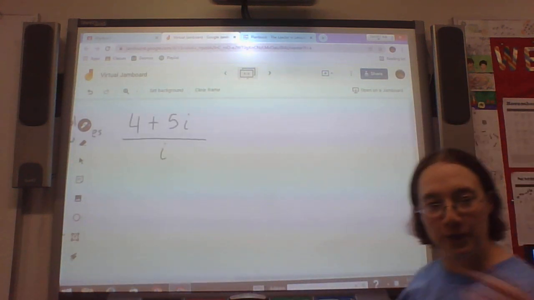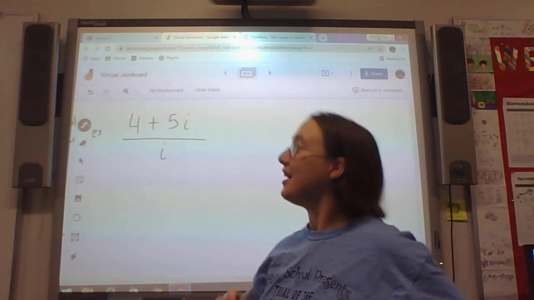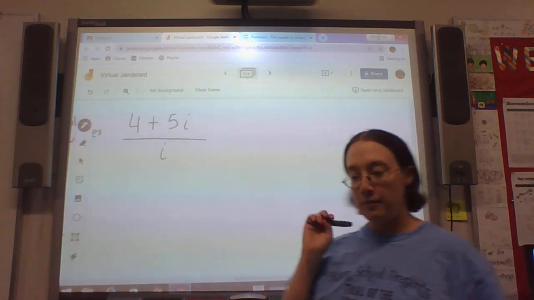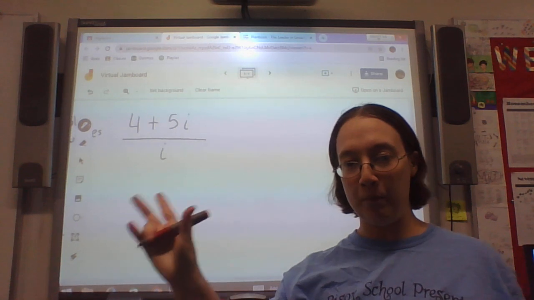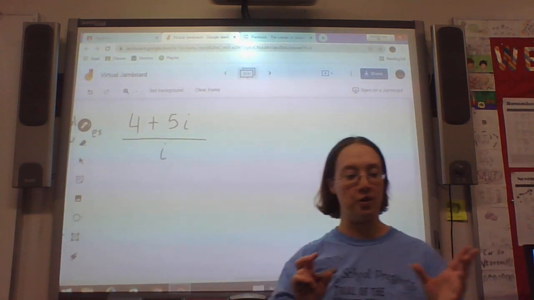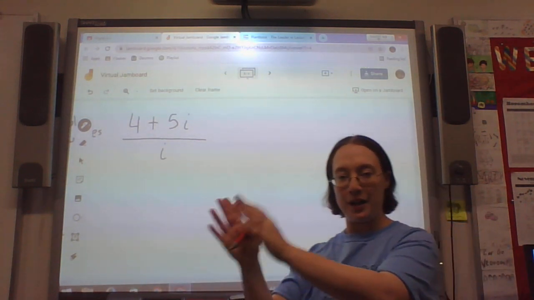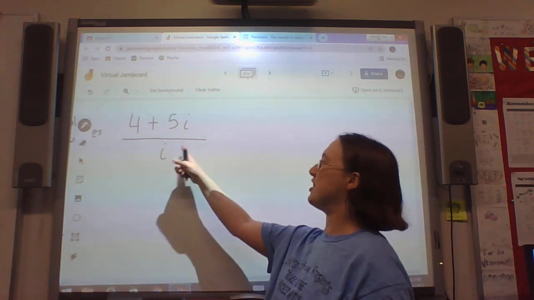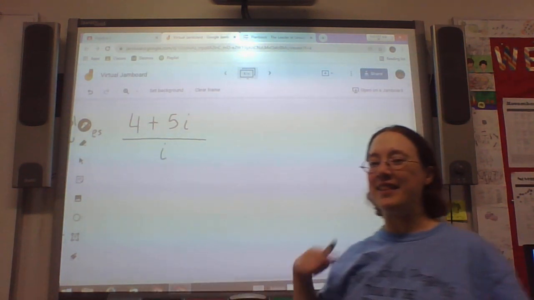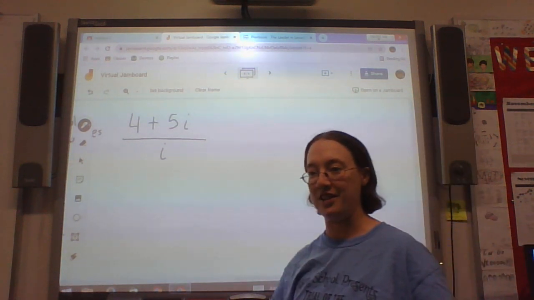Which is going to be useful when we're dividing. So if we're dividing, the big thing here again is we want to end up with two things at the end: a real part and an imaginary part. So we want to end up with a real number and then something times i, not something divided by i. So we want to get that i off the bottom of our fraction there.